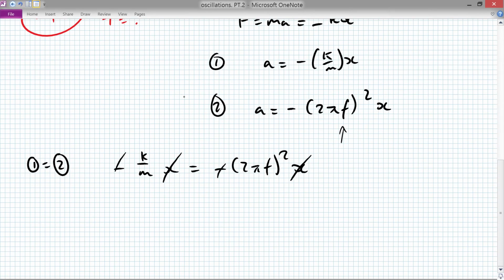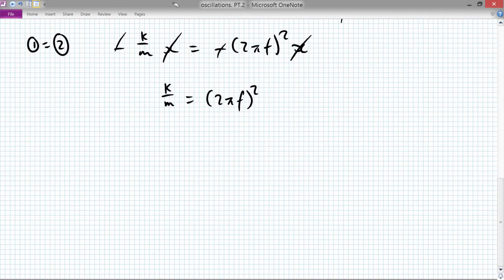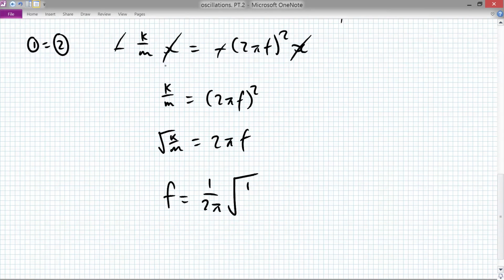So now I'm left with this. Let's just tidy that up. K is 2 pi f squared. I obviously want to isolate my frequency, because that's where I'm going to get time period from in a minute. So let's square root both sides. That's going to give me root k over m is equal to 2 pi f. And now let's tidy up for f. So dividing both sides by 2 pi, frequency is 1 over 2 pi root k over m.